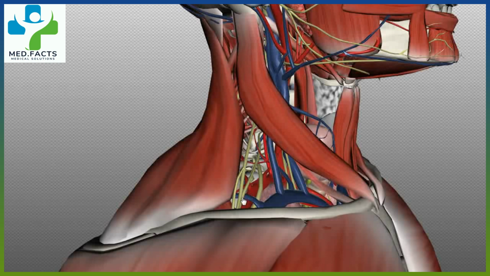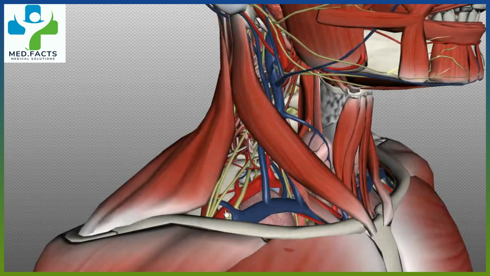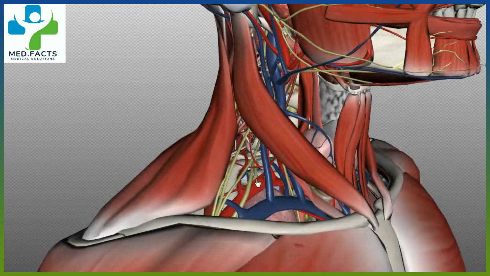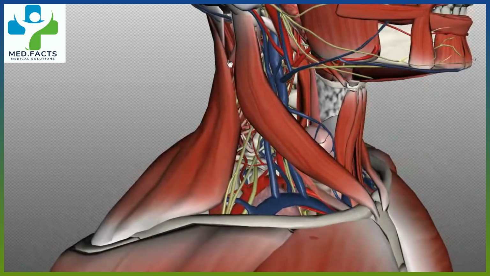And then you've got vessels, so you can see the subclavian vein and artery running through the posterior triangle, and you've got the external jugular and the vertebral veins running through the posterior triangle. And then you've got this plexus of nerves, the brachial plexus. You've got the accessory nerve which innervates the trapezius. So several structures run in the posterior triangle.